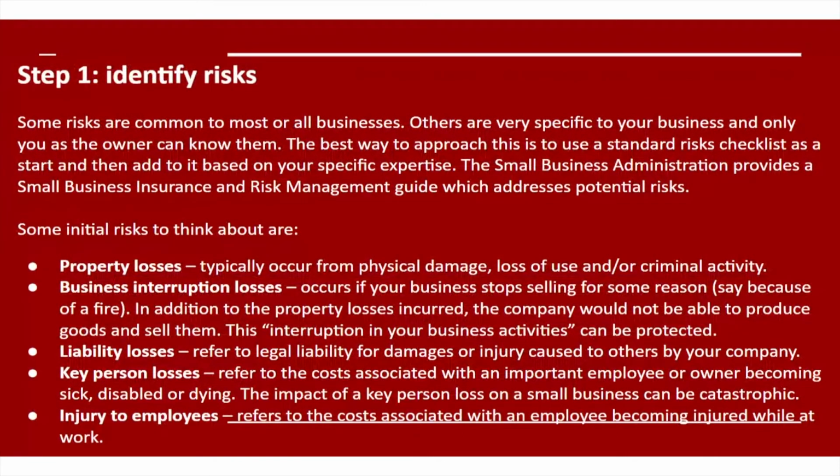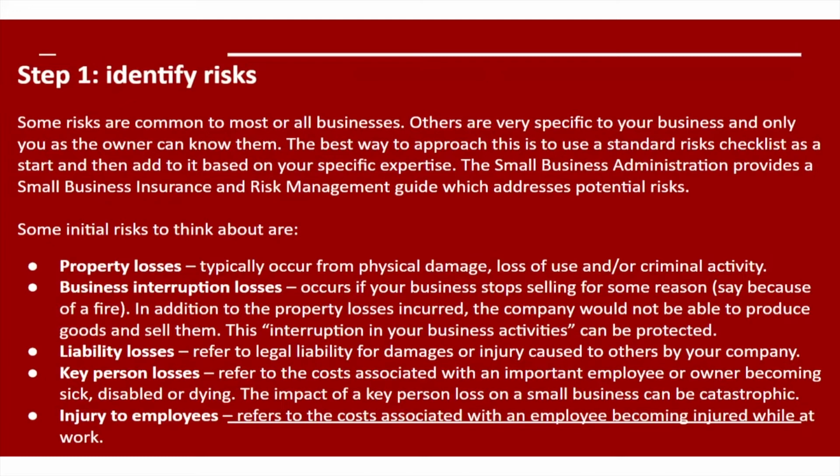So what do we need to do in terms of a process? What do we need to do in order to make this real, in terms of a workable way of managing things? Well, the first real step, as we've identified, is to identify the basic risks. Some risks are common to most all businesses. Others are very specific to your type of business, and only you are going to be able to tell what the risks are. So the best way to approach it is to use a standard risk checklist as a set way of figuring out what's going on.